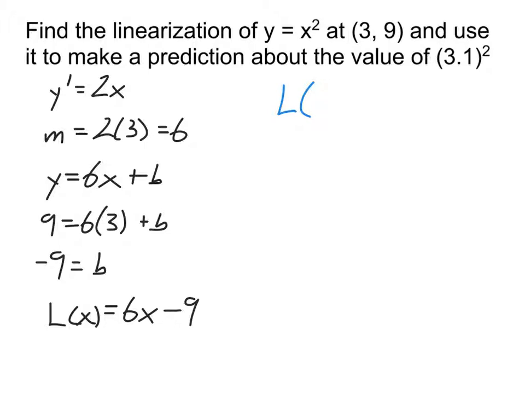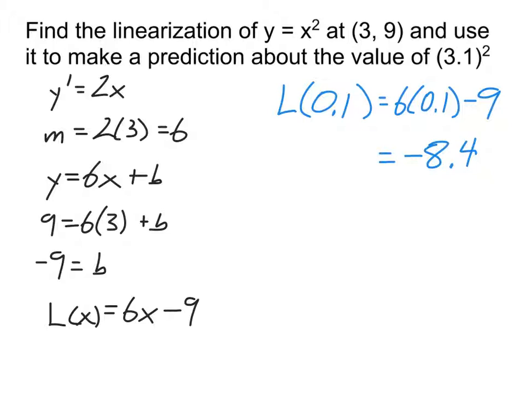Wait, would it be negative? Wait, how come we aren't doing it as 9.6? Because isn't 3.1 squared 9.61? Yeah, but the point is that we plug in x minus a. Now if I do that, we end up doing 6 times 0.1, which is 0.6. We do that minus 9, and then it's giving us negative 8.4.